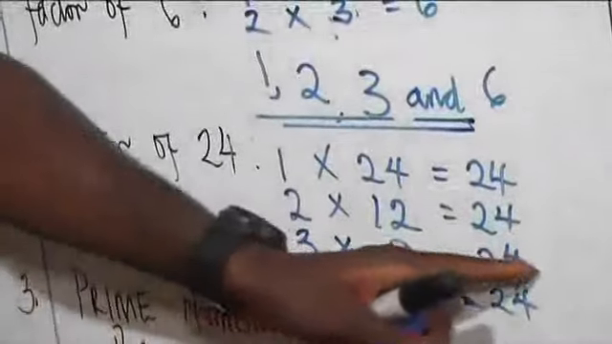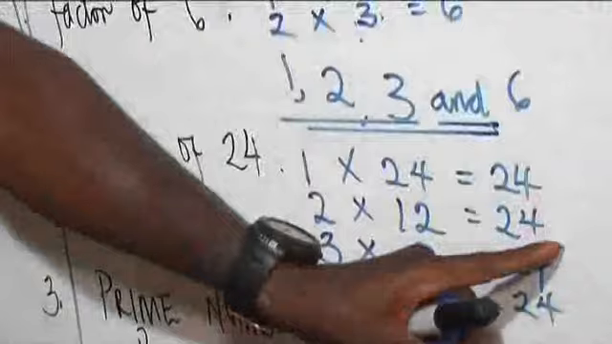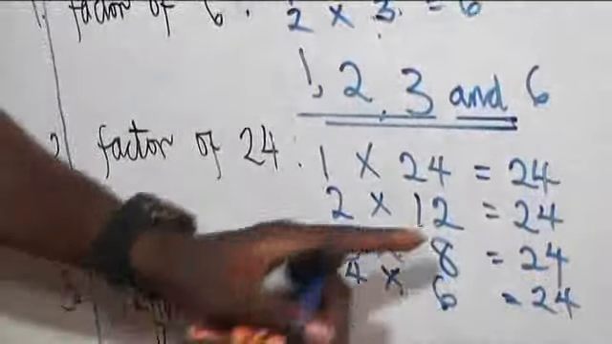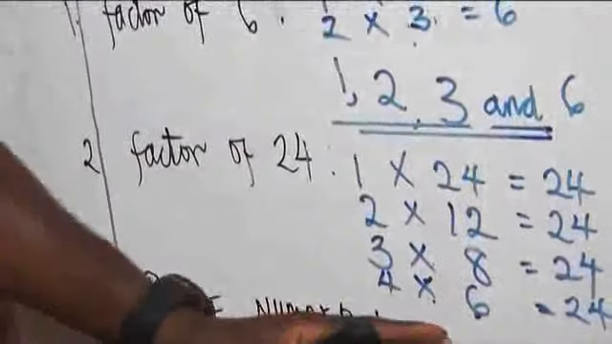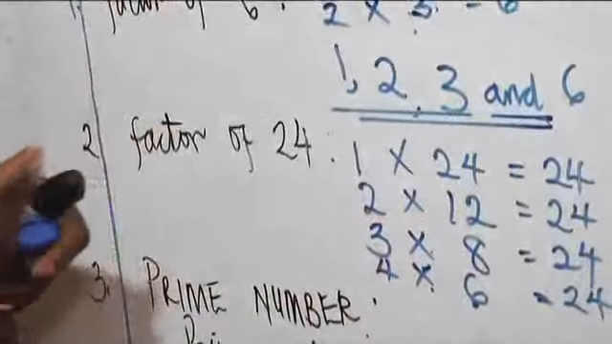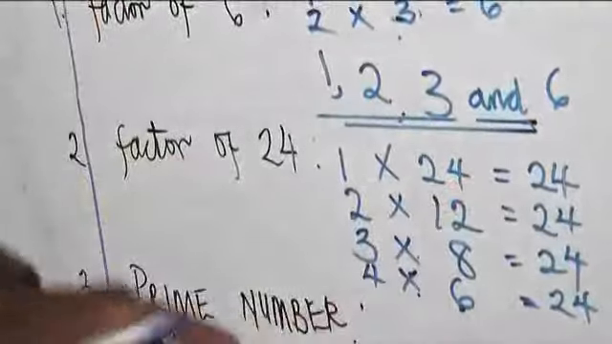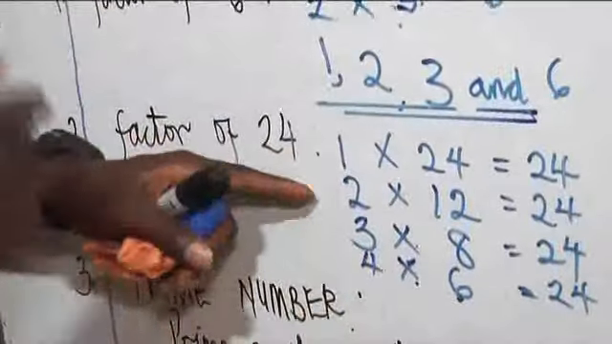9 times what can give us 24? None. We move to 10. 10 times what can give us 24? None. We move to 11. 11 times what? So this is how we move further and we check all that we've written. So if there is none, then you skip it to the other side until you reach back to what? 24. So this has been the circle of factor in which we must always pass through.